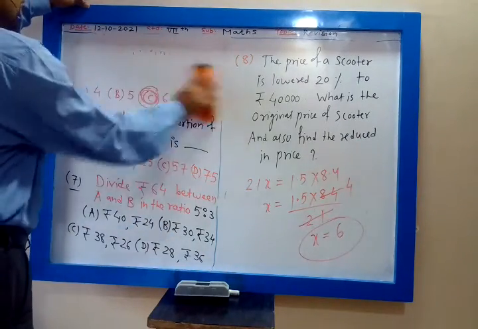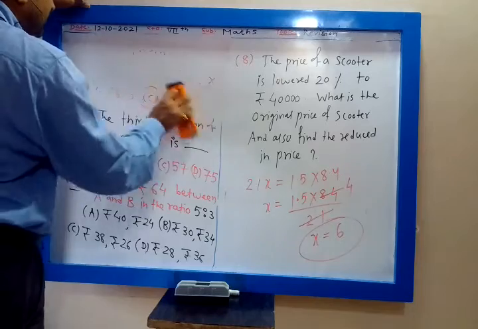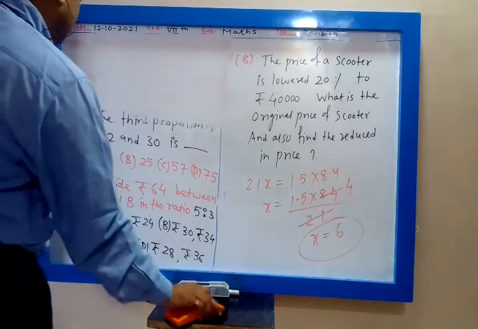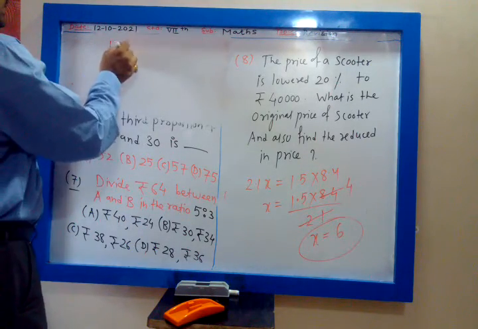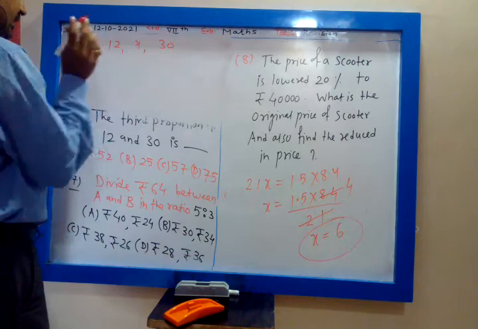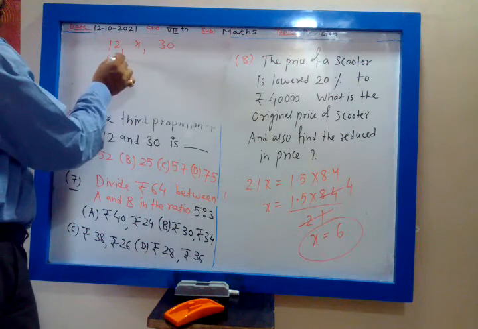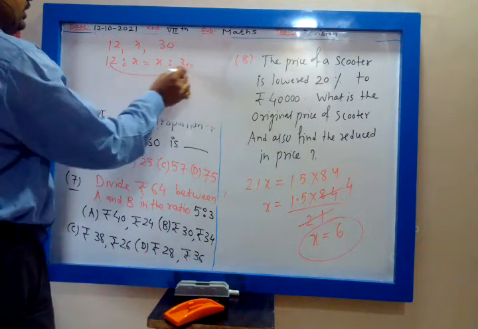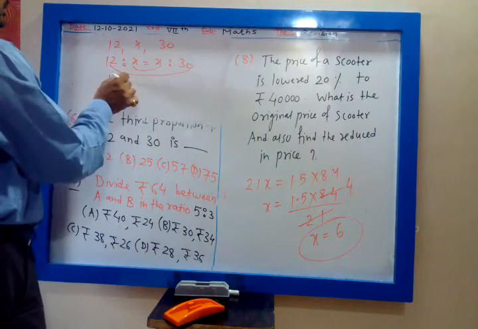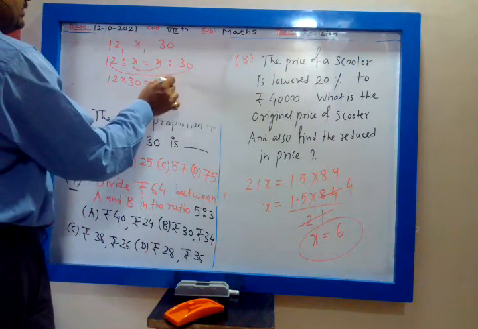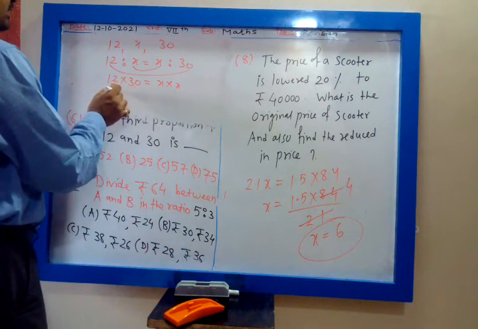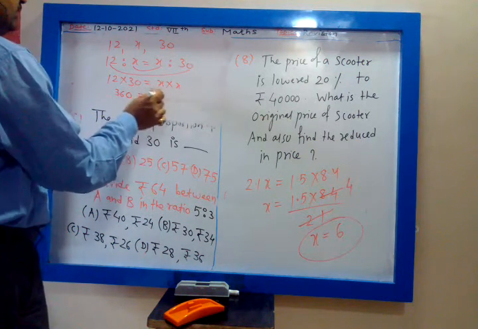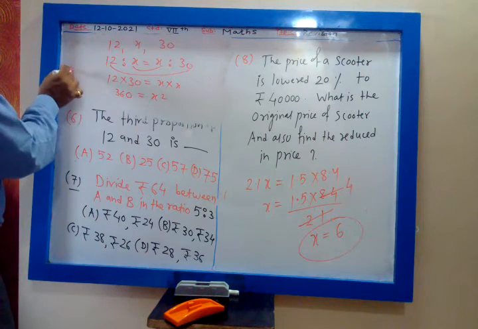Find the third proportion. I have explained you, whenever it is asked to find the third proportion, they will be in continued proportion, 3 numbers. So 12, x, 30. We take third proportion as x. So they are in continued proportion. 12 ratio x is equal to x ratio 30. So product of extreme is equal to product of mean. So 12 into 30 is equal to x into x. 360 is equal to x square. So 360 means 60 into 60.